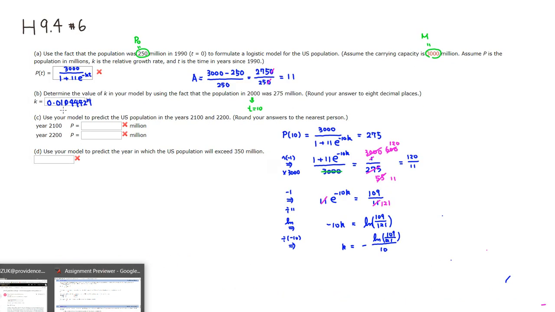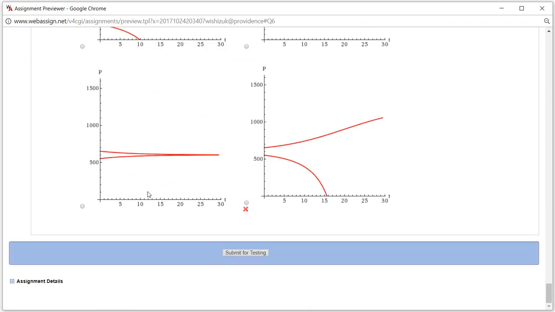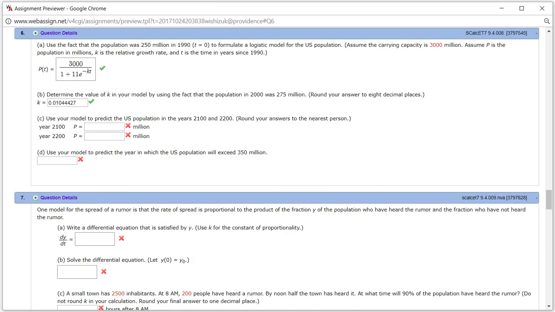All right, so we got, let's see, 0.0104427. Did I get that? 1, 2, 3, 4, 5, 6, 7, 8. All right, that should be right. And let's submit for testing. All right, it came back and looks like we got this one correctly.